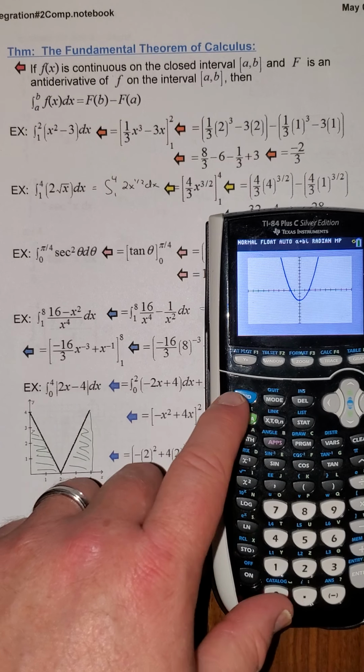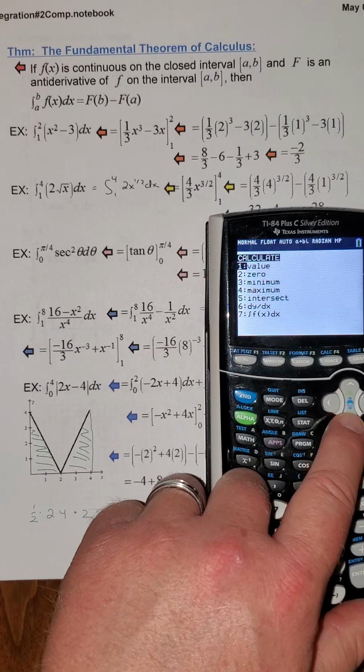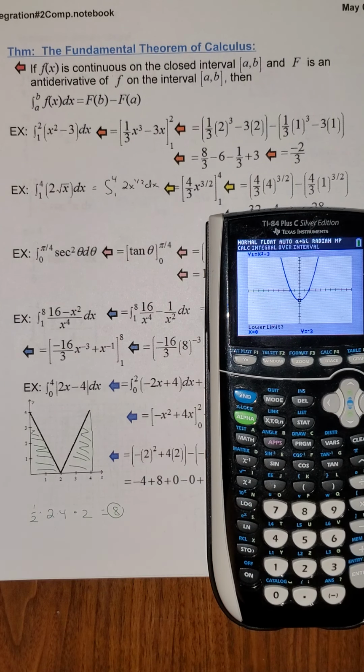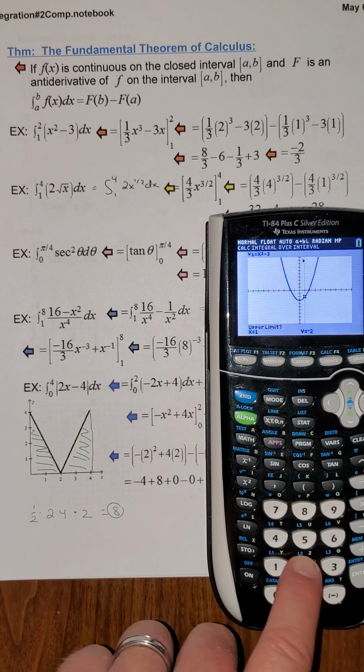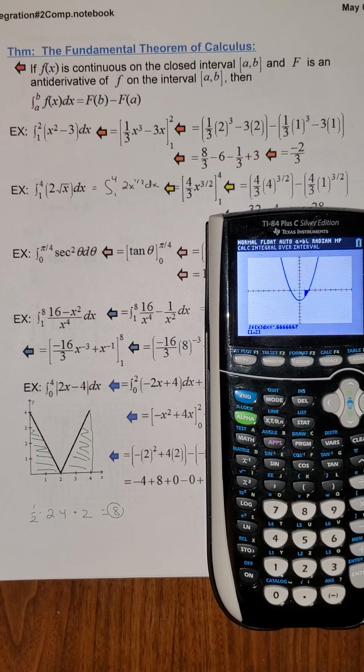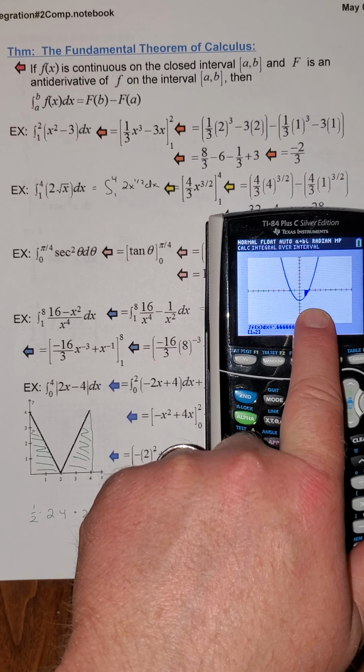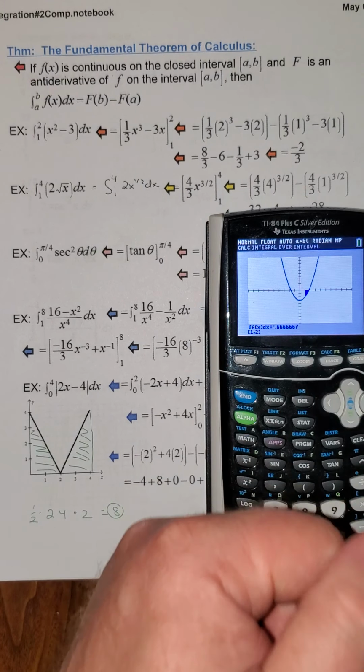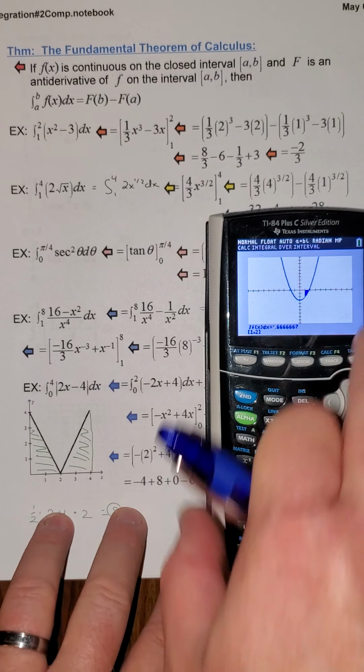And I could take a look at the integral here. I could go second trace, go to number 7, and I want to know the integral from 1 to 2. You'll notice the area is below the x-axis. That's the area I'm trying to find. But since it's below the x-axis, it's going to be negative. It's going to be negative 2/3.